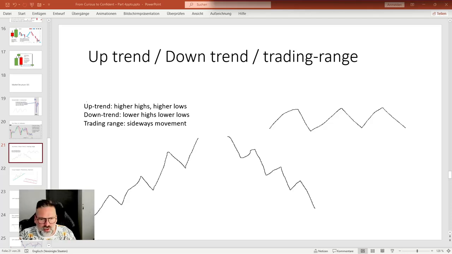Don't get confused. Just remember: higher highs, higher lows, uptrend; lower highs, lower lows, downtrend; trading range, sideways movement, more or less clearly discernible range top and range bottom. Look at charts, practice, and try to identify the swings.